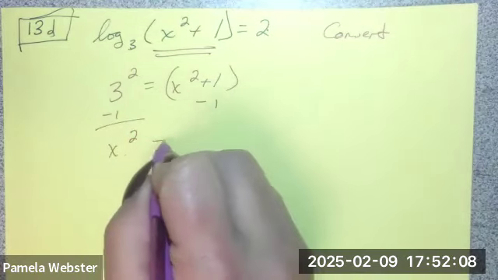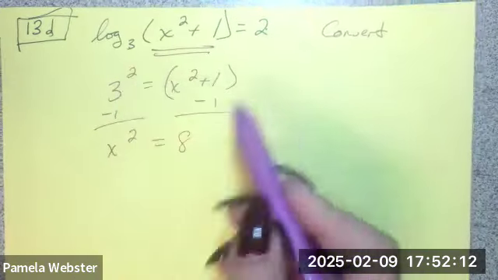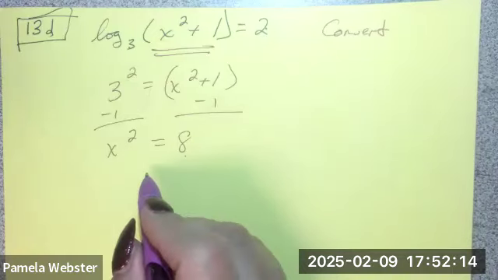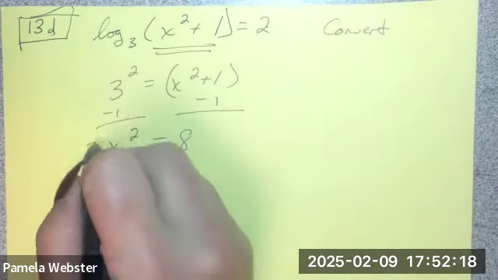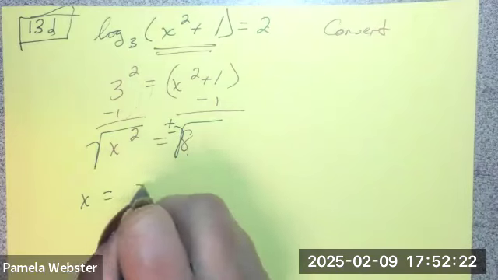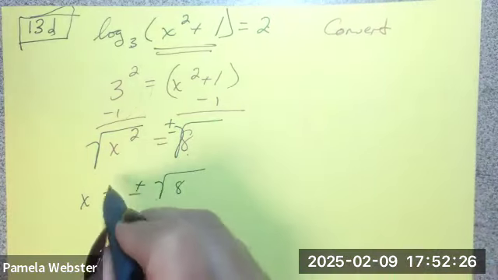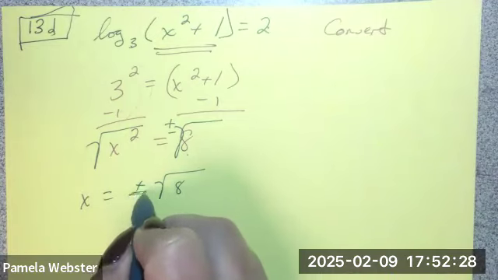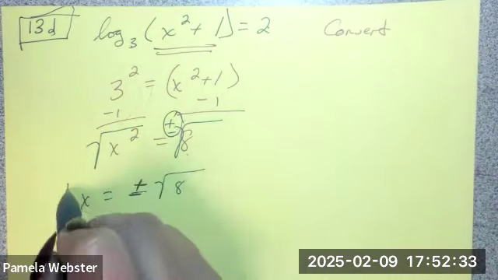X squared equals 8, right? Because 9 minus 1 is 8. So I'm going to get an answer pretty fast here. Square root both sides, plus or minus. X equals plus or minus the square root of 8. Okay. And so I'm getting two answers, that plus or minus gig coming in because I took a square root.